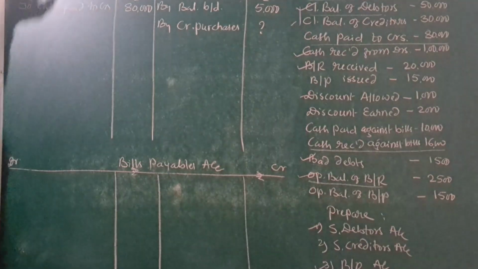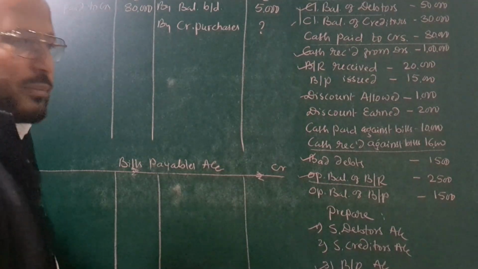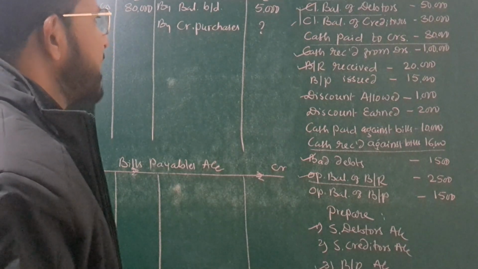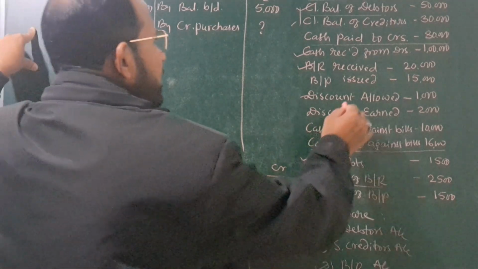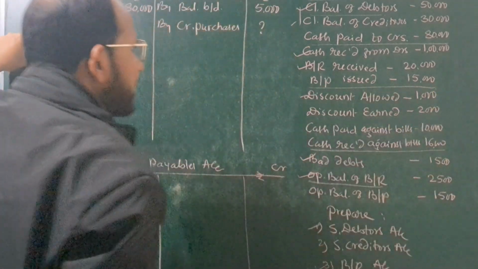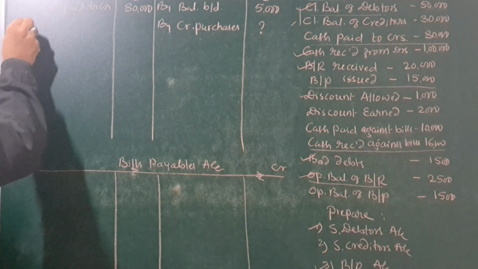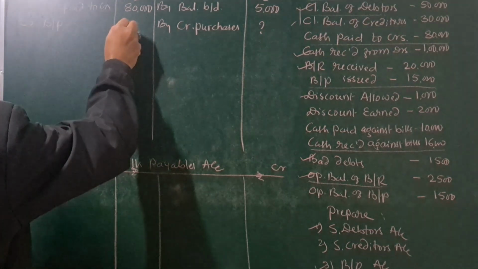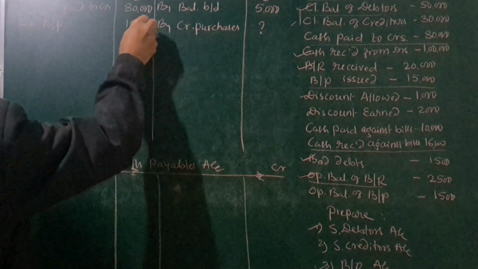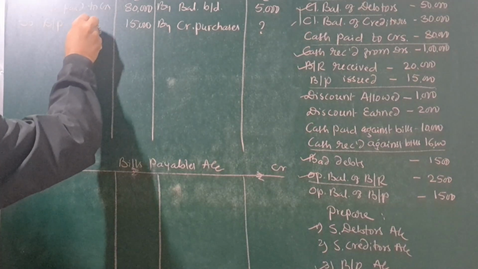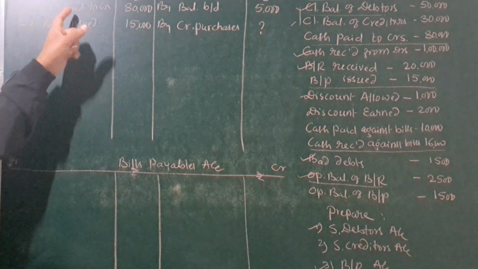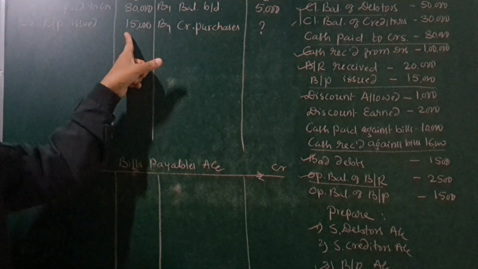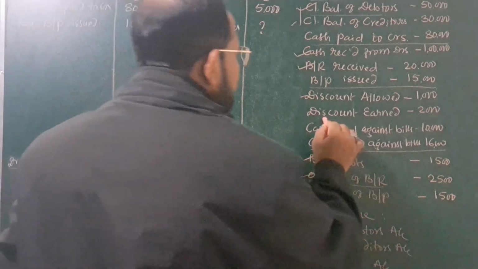Next one is bills payables issued. We have accepted the bills and sent them to the creditors. Therefore, the total bills payable here, rupees 15,000, is given. That we have to show here on the debit side of the sundry creditors account. Bills payables issued, rupees 15,000. It means in the form of cash we have paid rupees 80,000 and in the form of bills rupees 15,000.